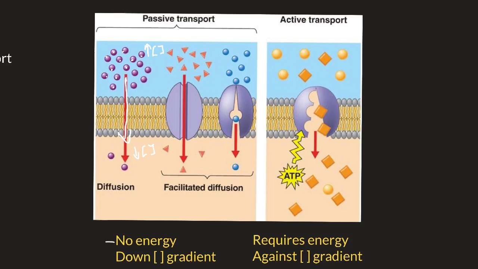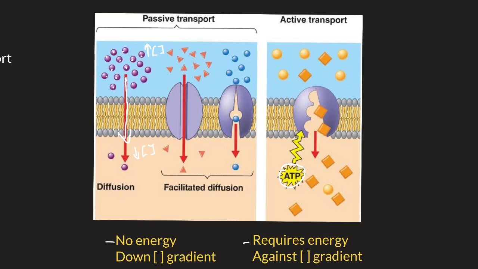Active transport, on the other hand, requires energy, and it requires energy from ATP. And so the ATP is used as the fuel for active transport. Why does it require energy? Well, because it's moving the molecules against the concentration gradient.